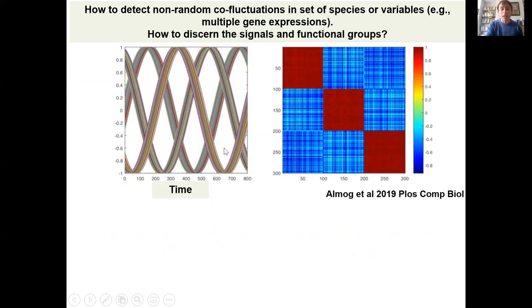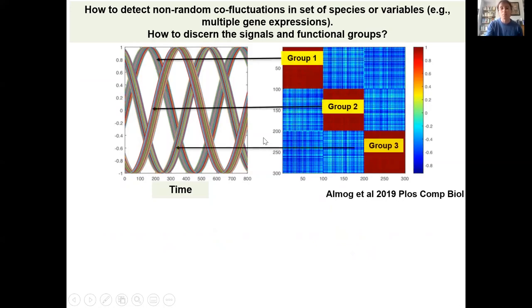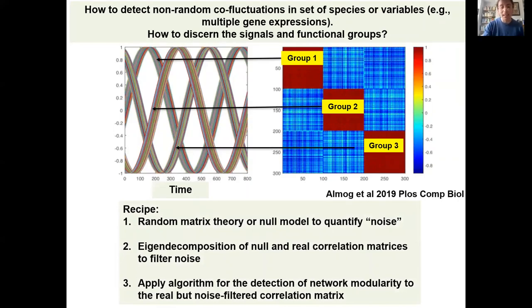And if you do the correlation matrix over time of the species, you have 3 groups. Very simple. So the question is, can we use real data and detect those groups? Because if we can do that, we can measure an important stability property of the system. And the answer is that we can. It is a bit tricky, but we can. We can definitely do that.